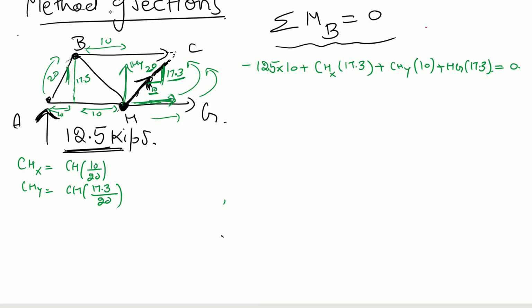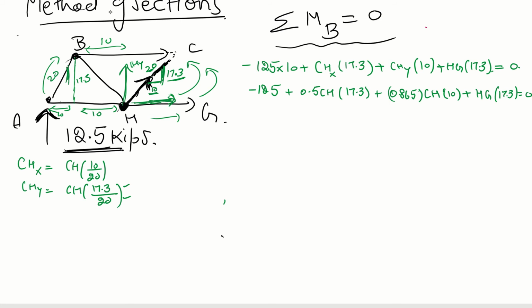I'm going to feed this in: negative 125, and the CHX value I can feed as 0.5 CH times 17.3, plus 10 times the CHY, which is 0.865 CH. If I divide these two values, that gives me 0.865. So CH times 10, plus HG, which is in the horizontal direction, so there is no component I need to take, equal to 0.